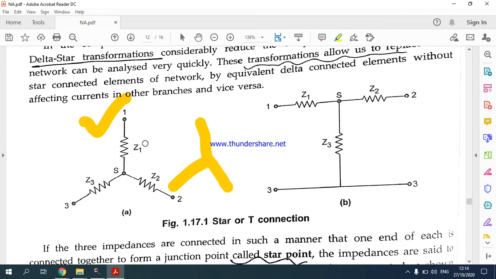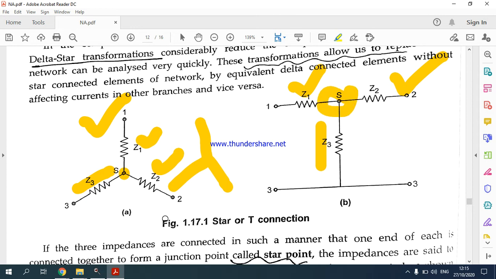Fine. So this can be written like this also. Z1 will be present here, that same Z1 will be drawn. This S point will be visible here, that will be drawn here. Next Z2 will be present, this same Z2 will be drawn. Next Z3 is present, this same Z3 is drawn. And S will be there at the center. Means this star is nothing but this T connection. Star and T connection, these two are the same.